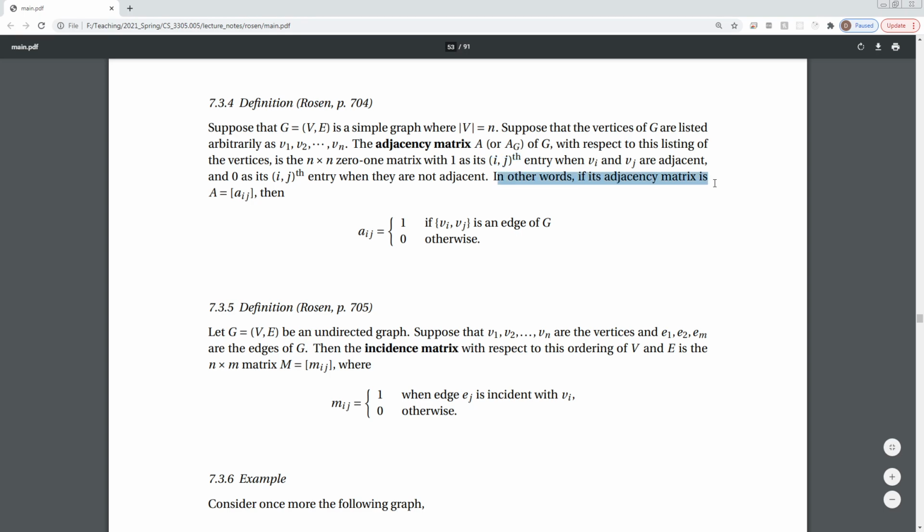So in other words, if its adjacency matrix is A equals this set of entries, then the value of those entries is 1 when there's an edge connecting i and j, so row i, column j, and 0 otherwise. This is the definition for what we were just looking at.